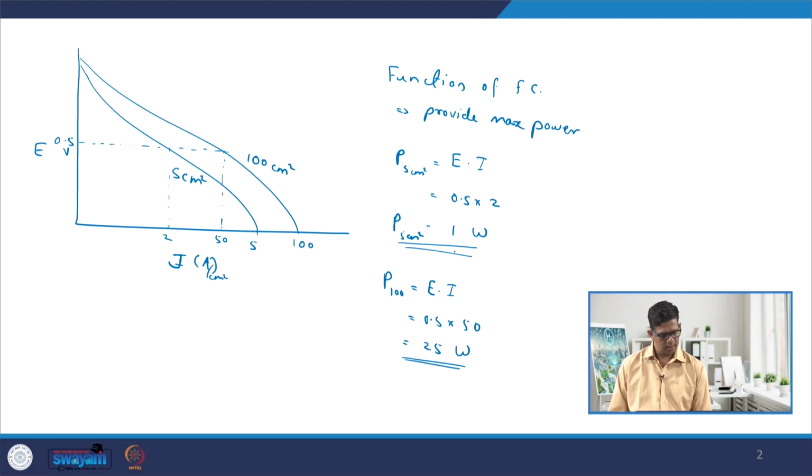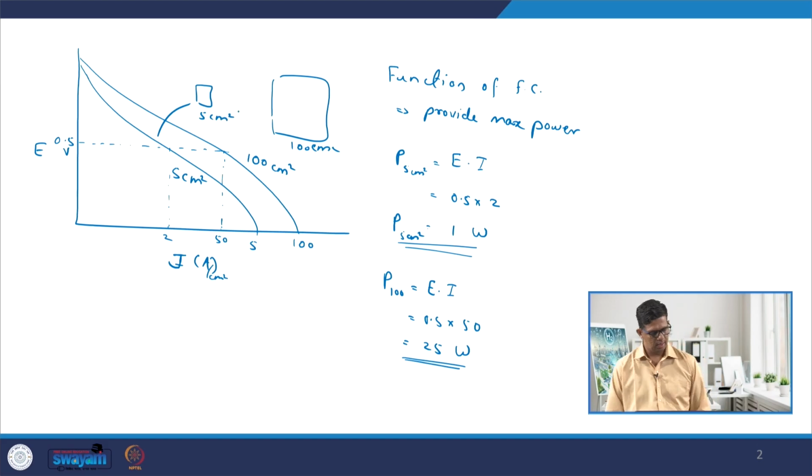So if you look at the maximum power that is produced by any fuel cell or these fuel cells in this case, we can see that the power that is produced by the larger area fuel cell, this is, let's say, 100 centimeter square, and this one is the small 5 centimeter square cell. So the larger area cell will by and large produce more power, and that is one of the reasons why you will see that in a lot of cases we have cells of larger areas, typically 300 centimeter square or 400 centimeter square, so that they can produce and deliver more power whenever it is required.